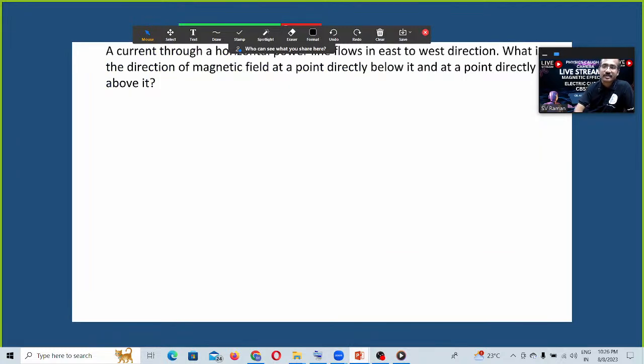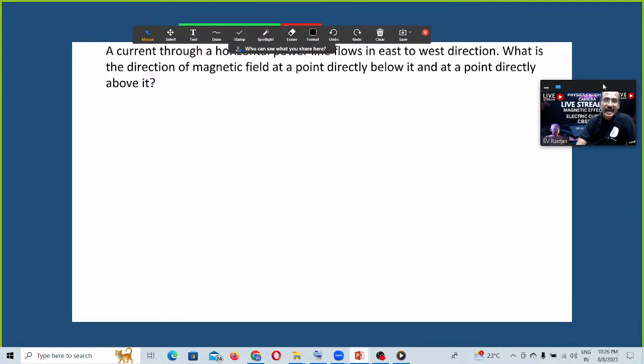Now there is a question. This is one of the frequently asked questions in CBSE. We will see what the question is. A current through a horizontal power line flows in the east to west direction. What is the direction of the magnetic field at a point directly below it and the point directly above it? So how to answer this question?